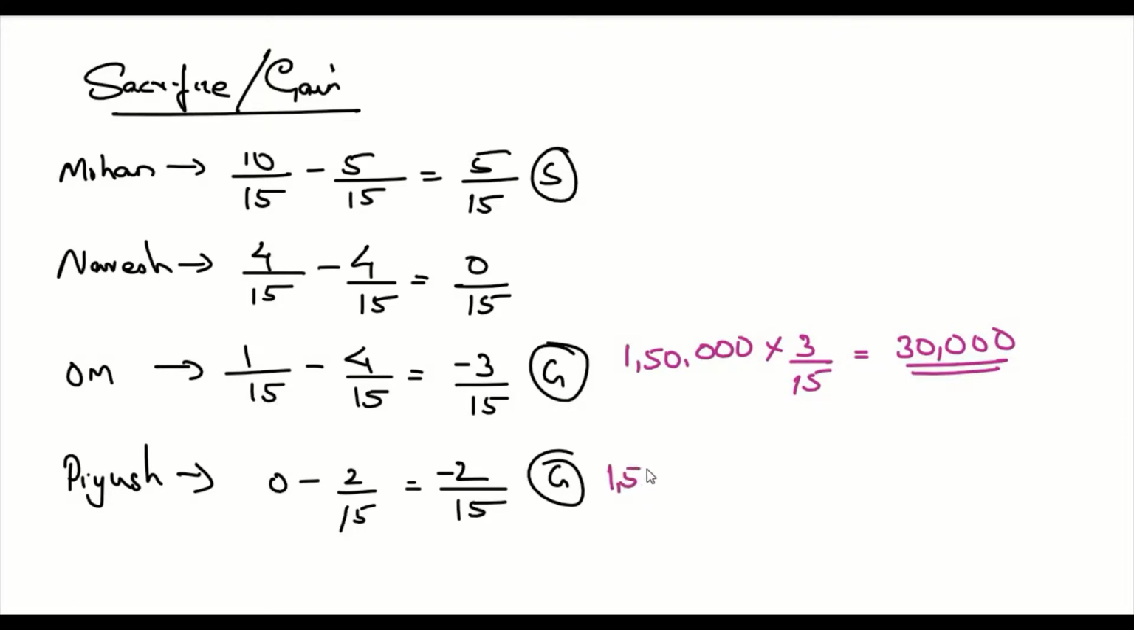Piyush, goodwill of the firm 1,50,000 multiplied by his share of profit, which is 2 by 15, that is equal to 20,000. So Piyush should bring 20,000 goodwill.